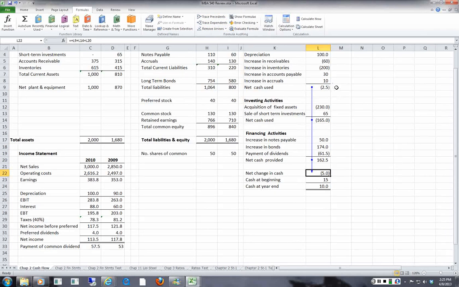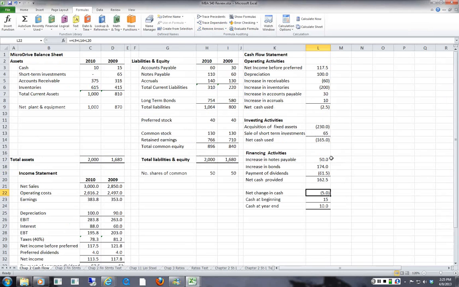Now, if you sum all that up, you take the 2.5 thousand that was reduced because of operating activities, and to that we add the minus 165,000, and then we add the 162,500, and we come up with a net change in cash of negative $5,000. The cash at the beginning of the year was 15,000, and you can see that one comes from over here. You pull that over there. And then we subtract the 5,000, so we come up with 10, and that's equal to the cash at the end of the year.